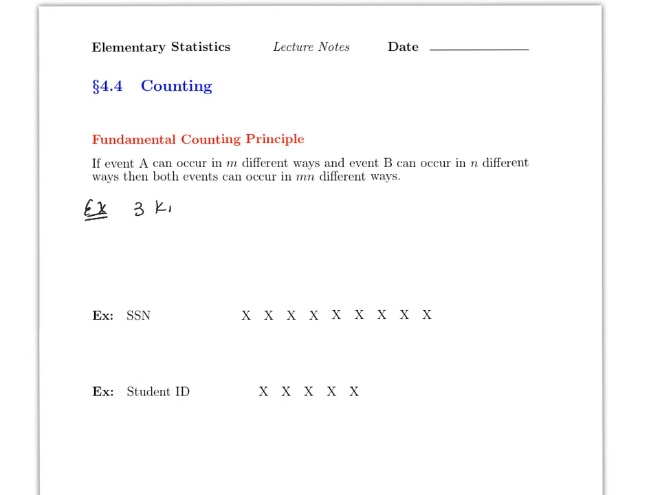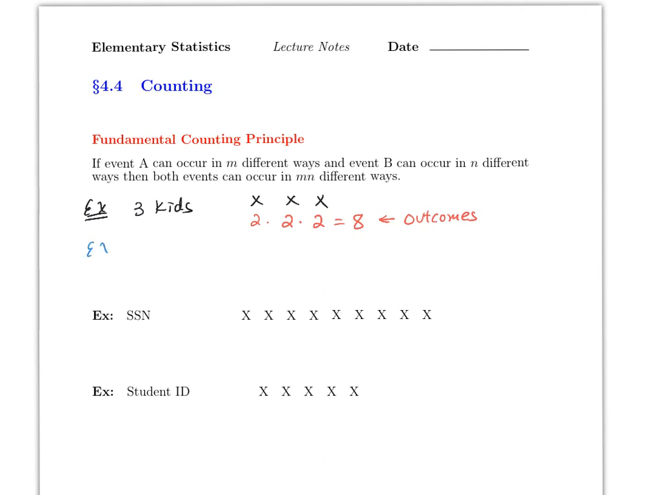Remember when a family has 3 kids? Well, there are 2 choices for the first kid, 2 choices for the second one, and 2 for the third one, so this will give you 8. And you remember from that problem, there were 8 different outcomes.